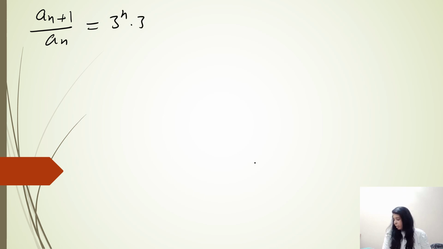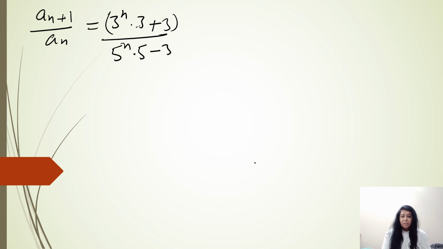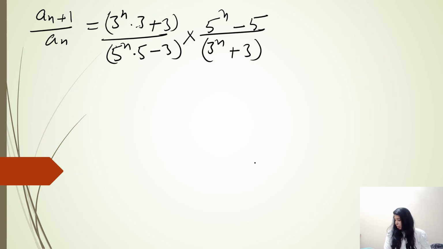we have an plus 1 divided by an, this is equal to (3 raised to power n into 3 plus 3) divided by (5 raised to power n into 5 minus 5), into (5 raised to power n minus 5) divided by (3 raised to power n plus 3). Clear? Now what will we do?